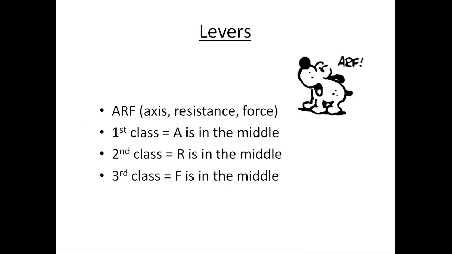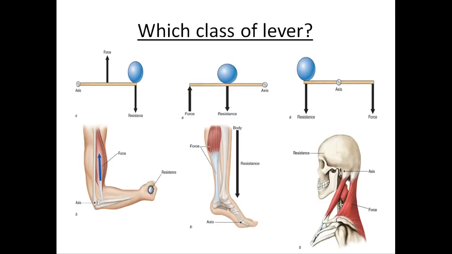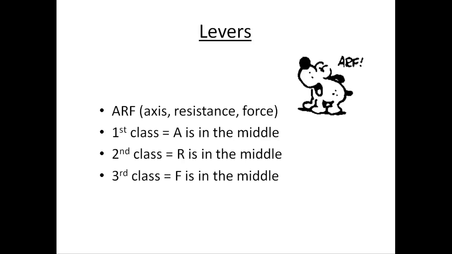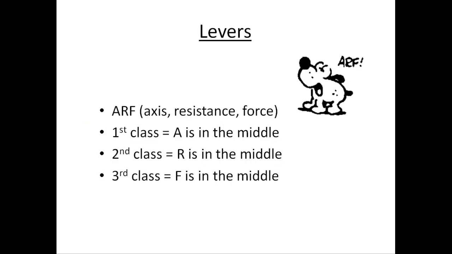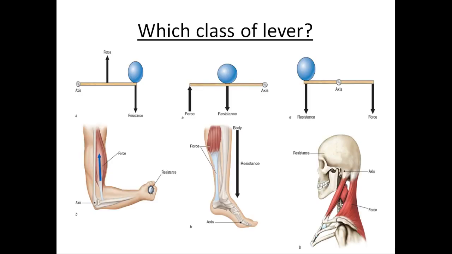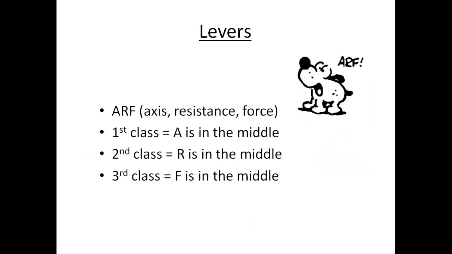So how do we remember levers? We've got the axis, the resistance, and the force. So a first class lever, the axis is going to be in the middle. If we go back, you can see that the axis is in the middle on the skull example. If we go to a second class lever, the R, the resistance is in the middle. You can clearly see the resistance in the middle in the calf raise. And third class lever, F, the force is in the middle. Here you can see the force in the middle. And you remember that by ARF.